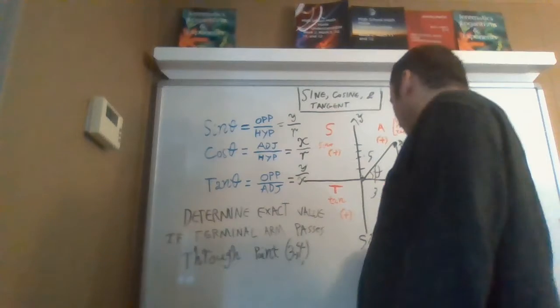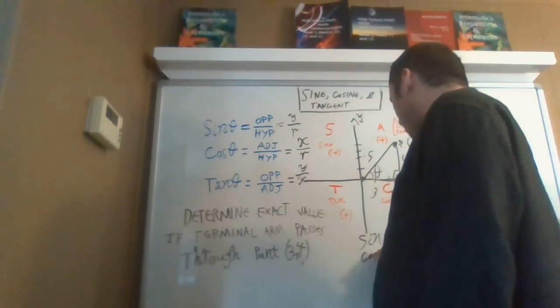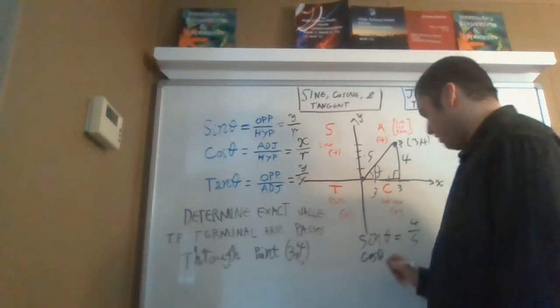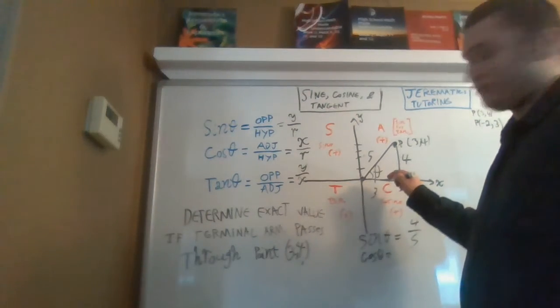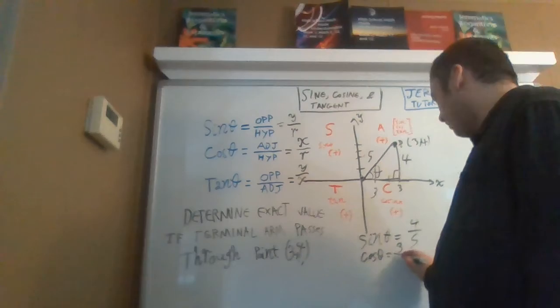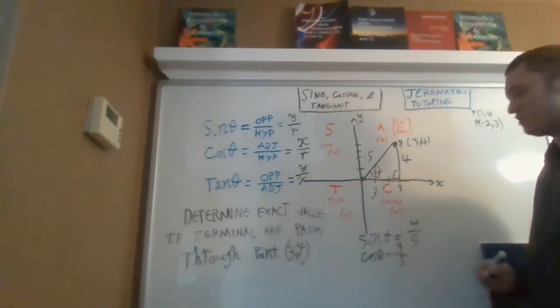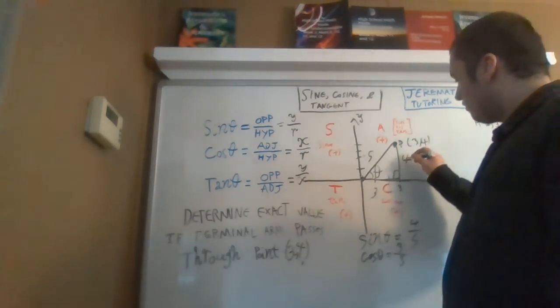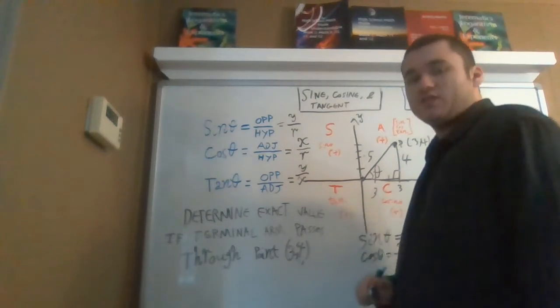And what about cosine? Cosine theta is equal to x over r. What's our x? It's 3. R is 5, so that gives us 3 over 5. What's our tangent ratio? Tangent is opposite over adjacent. So our tangent is 4 over 3.